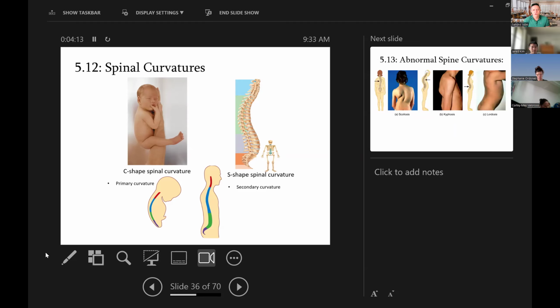Now, I have a question for you folks. Why do you think we have a S-shaped spinal curvature? Why isn't the spinal curvature a straight line? Balance? Okay, so it's more than balance, but you're on the right track, Stephanie. More than balance. Look at the shape, folks. What does it look like to you?